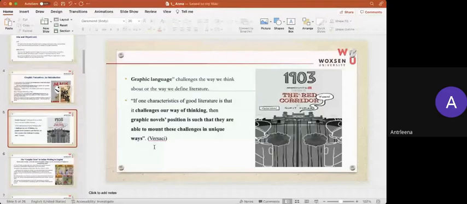So what is graphic language? When I talk about reading the graphic language, I'm asking you to read the images as well as the text in interconnection. Don't read them in isolation, in interconnection.